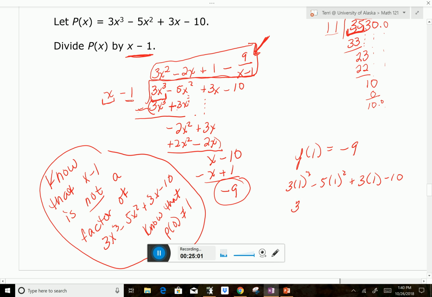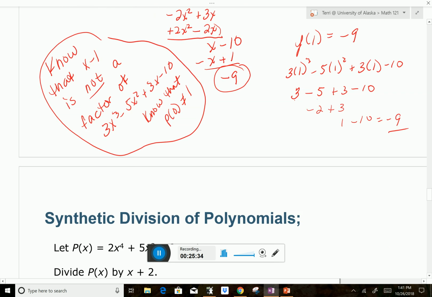So this is 3 minus 5 plus 3 minus 10. Let's see, 3 minus 5 is negative 2, plus 3 is 1, minus 10 is negative 9. Isn't that cool? The remainder that you get in polynomial division is actually f evaluated at that number right there. So that's a neat result, and it only works if this is 1. Kind of a cool thing.